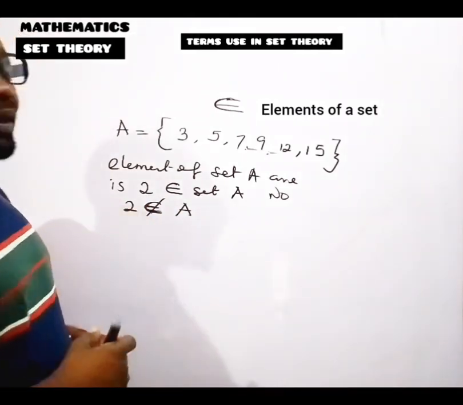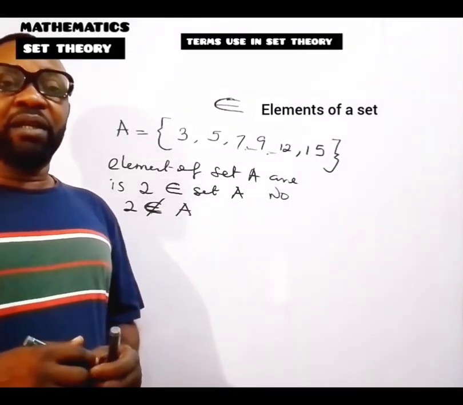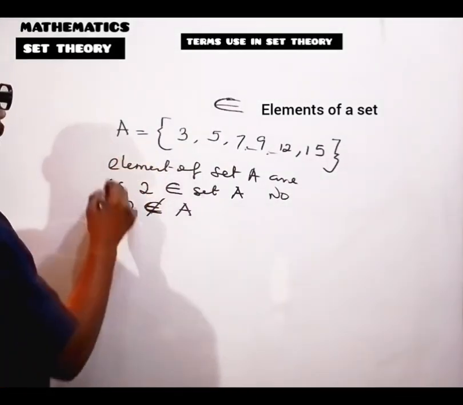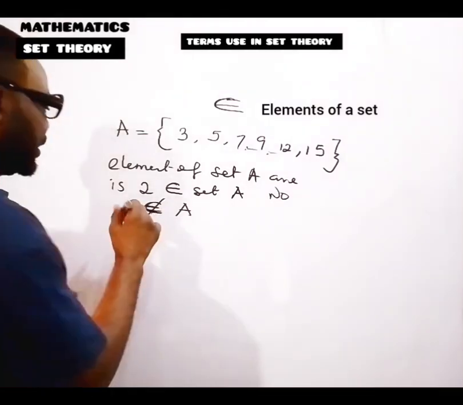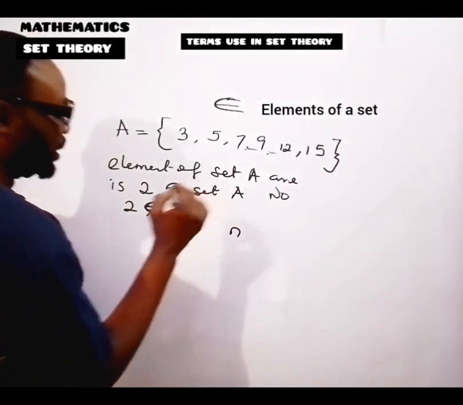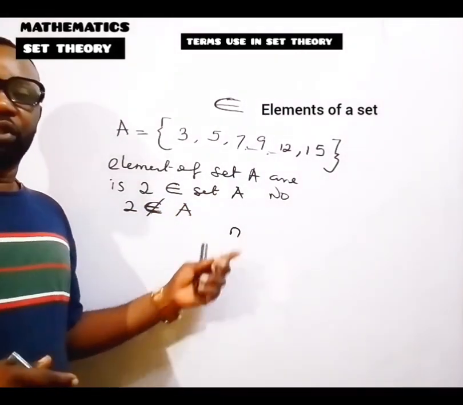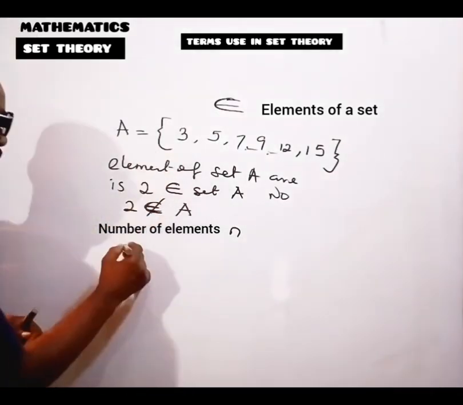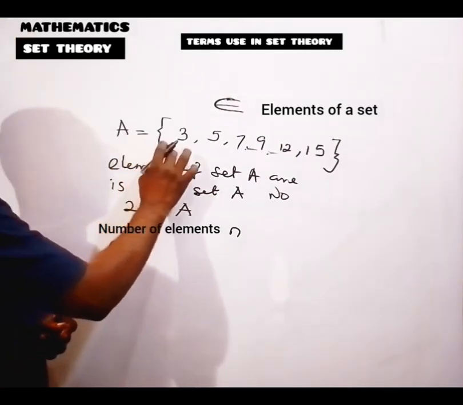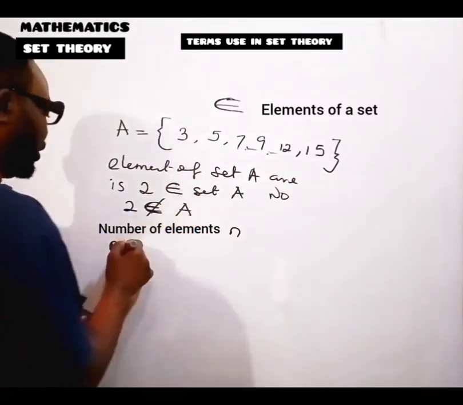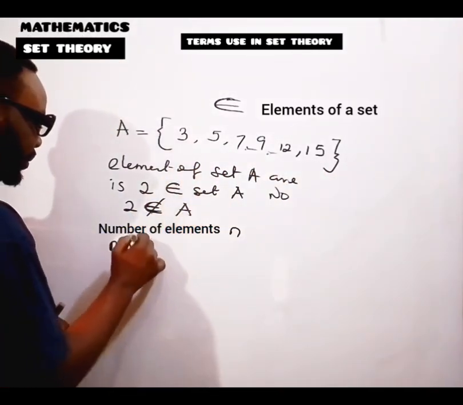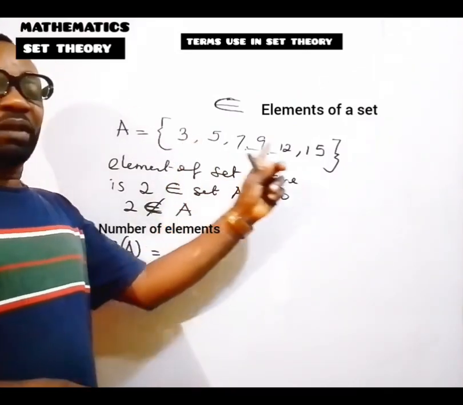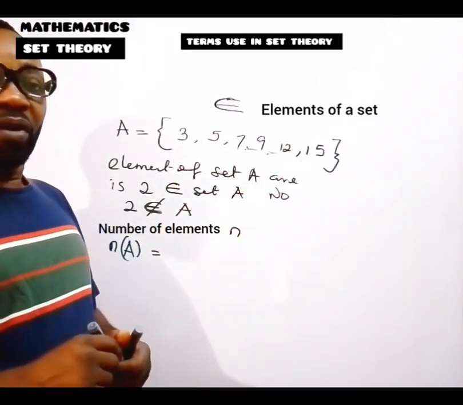Now, another thing I'm going to talk about here is the number of elements in a set. The symbol for such is this. This small letter n is used to identify the number of elements in a set. For instance, let's make use of these values I have here. The number of elements of set A will be equal to, let's count it now. It means all the values that are there, count them one after the other.